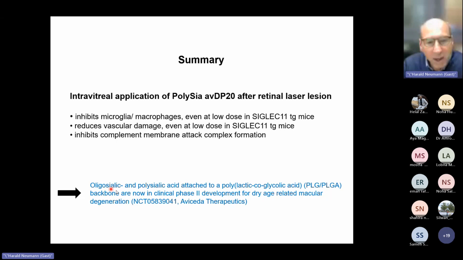They were taking polysialic acid. They added it to a backbone, a lactic polyglycolic acid backbone. This had only the reason that they can file a new patent. By doing this, they filed a new patent, and then they got the money, and the money is available in the US apparently for these new approaches, and they put it into a phase 2 clinical trial by a new startup, called Avicida Therapeutics, where they wanted to generate a new treatment for dry age-related macular degeneration.